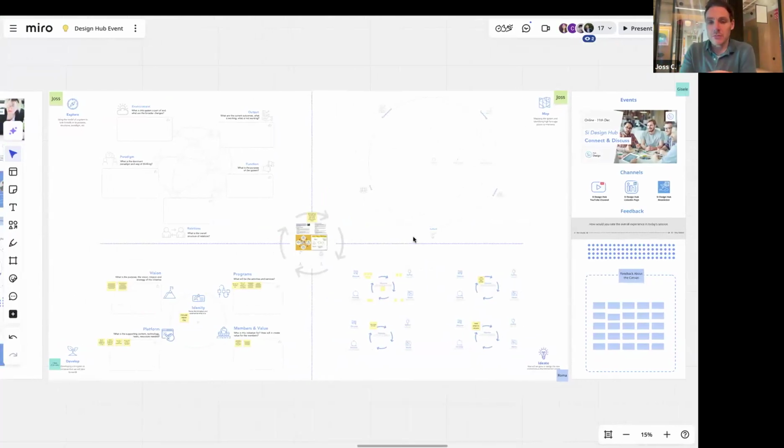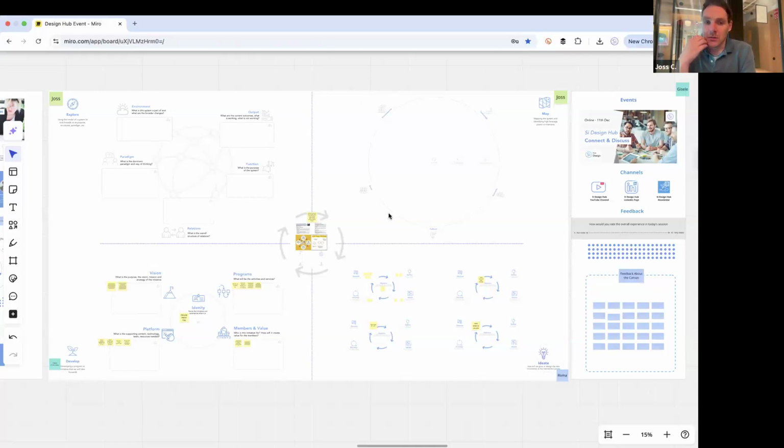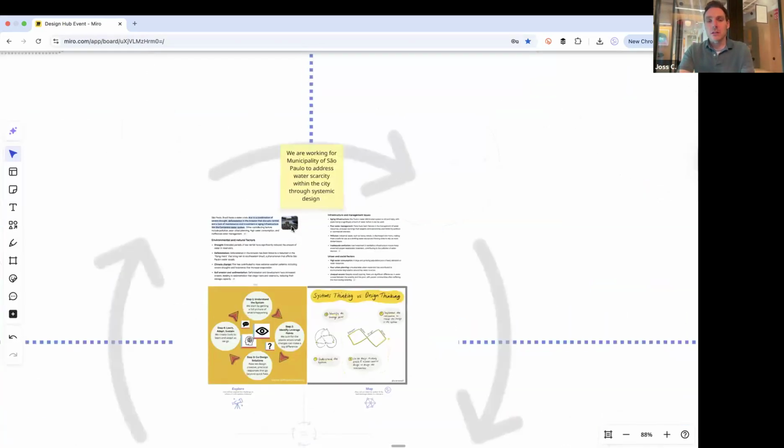Again, top left, explore, top right, map, bottom right, ideate, bottom left, develop. And you can see the canvases inside it, and we're going to walk through those. Of course, we've just got 1 hour, so it's really a practice session for you to get an idea of what's going on there. But let's maybe start with a challenge. We normally put our challenge in the center here.